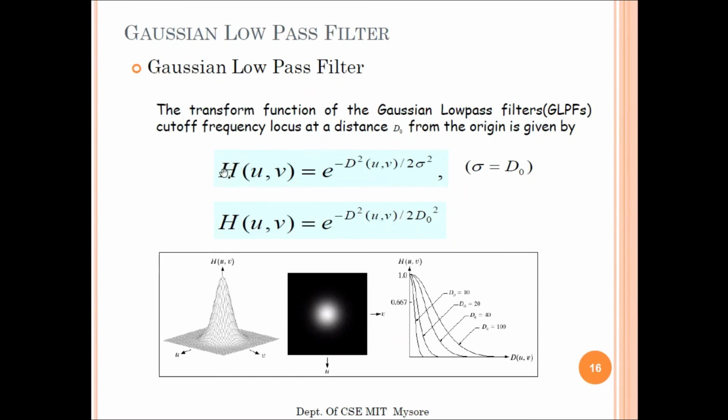So the Gaussian filter function is represented by H of u comma v is equal to e to the power of minus D square u comma v divided by 2 sigma square, if sigma is equal to D naught. Otherwise we can write H of u comma v is equal to e to the power of minus D square u comma v divided by 2 D naught square. So in the ideal low pass filter there is a clear cutoff between 0 and 1, but in the Gaussian low pass filter the center pixel starts with white and slowly changes to black. So there is no clear cutoff in the frequency values.